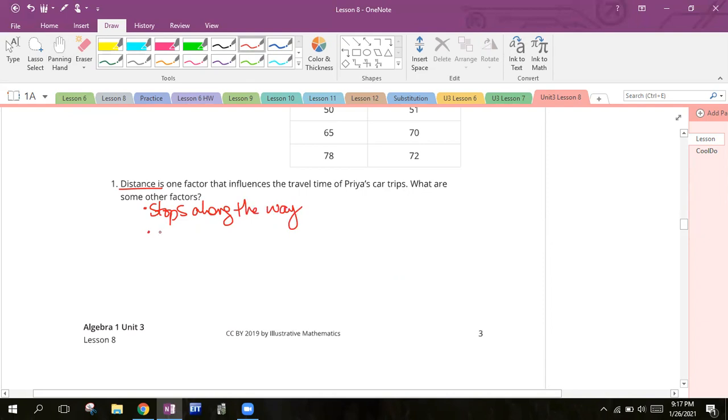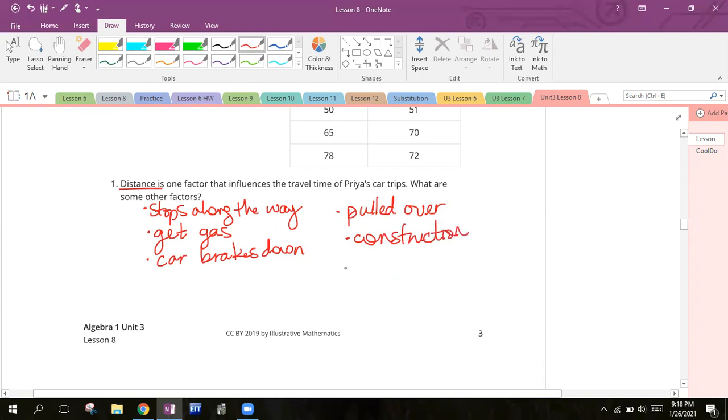Okay, what if we have to get gas? The car breaks down. We could get pulled over. There could be construction. Okay, so if we left school at the same time every day and we went home, the time it takes us to get from school to home may not always be the exact same amount of time because we know all of these things can change. So the data is always going to be a little bit scattered.